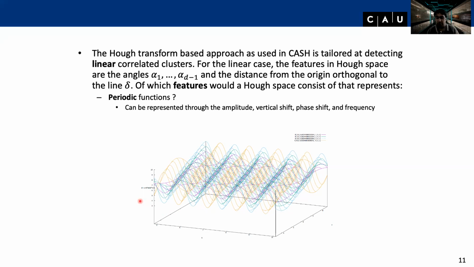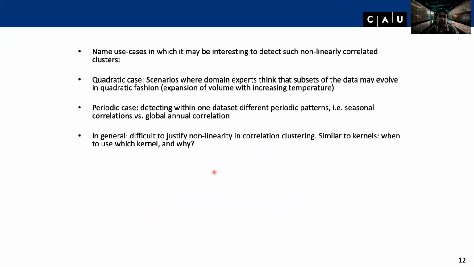And having now the example of the polynomial degree 2, the quadratic, and the periodic functions, a question that emerges is: name use cases in which it may be interesting to detect such nonlinear correlated clusters. Well, in a quadratic case, scenarios where domain experts think that part of the data may have evolved from some quadratic system, like the expansion of volume with increasing temperature is quadratic, or in the periodic case, detecting within a given data set different periodical patterns like seasonal patterns or seasonal correlations versus global annual correlations.